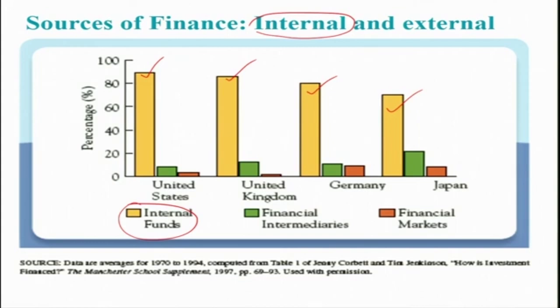Then come financial intermediaries. Second place goes to financial intermediaries. They have the ability to reduce information asymmetries. Because of the managerial and technical efficiency they have, they can also reduce the transaction cost, and as a result the problems of adverse selection and moral hazard can be minimized.